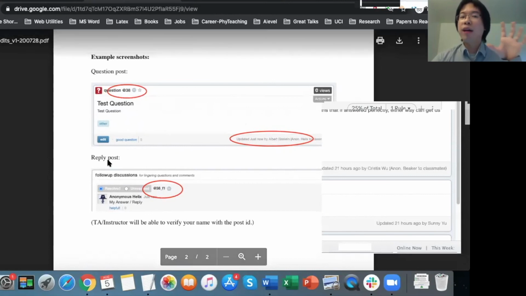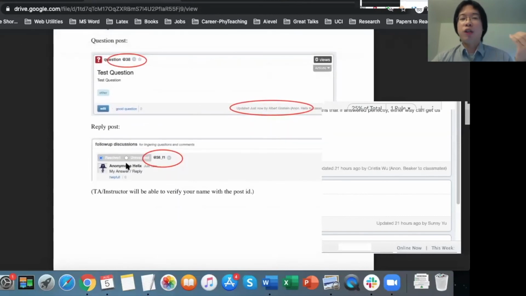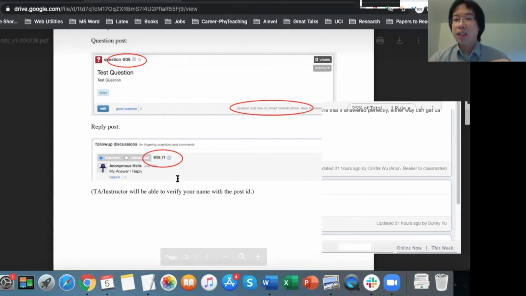If you're doing a reply, for some reason, it immediately shows yourself as anonymous, and it won't show your name. So just make sure you have the ID over here. But on our end, if you have chosen anonymous to classmates only, on our end, if I put this in the URL and go to this post, I'll be able to verify that it is you. Okay. Any questions about this?